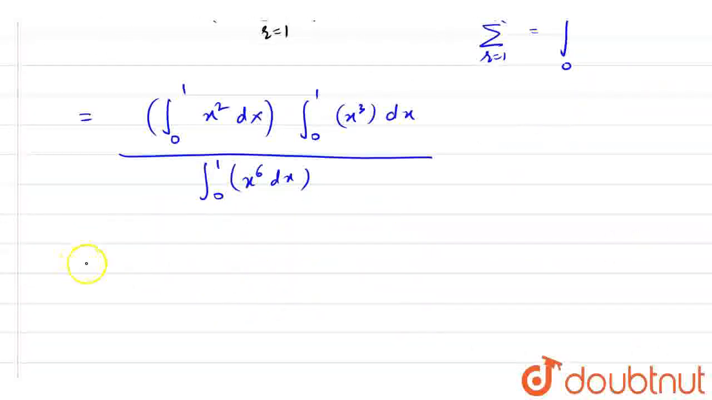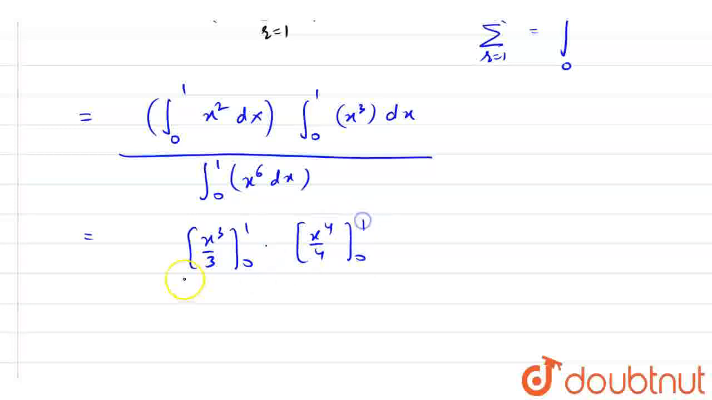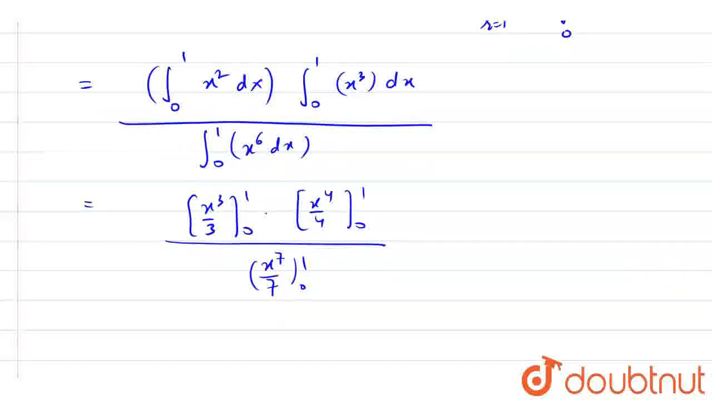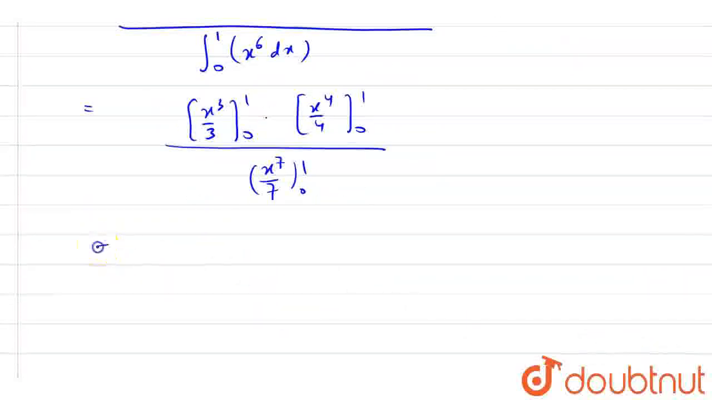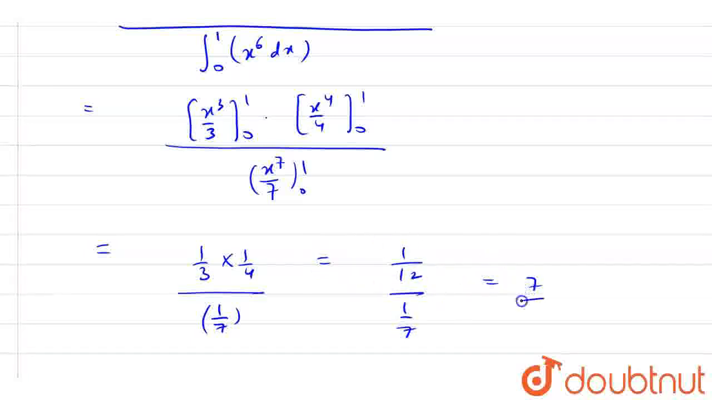So we have x square integrating to x to the power 3 by 3, limit 0 to 1. We have x to the power 4 by 4, limit 0 to 1, divided by x to the power 7 by 7, limit 0 to 1. If I put the upper value, we have 1 by 3 into 1 by 4 divided by 1 by 7. So finally we have 1 by 12 divided by 1 by 7, and my final answer is 7 by 12. This is my final answer here.